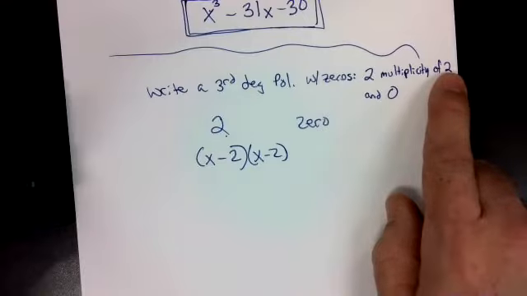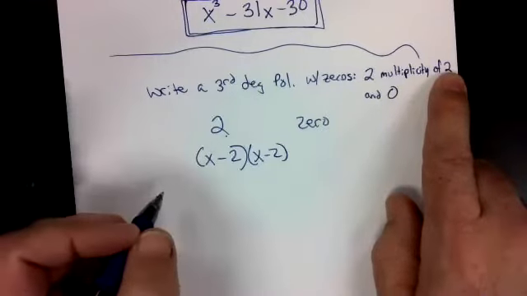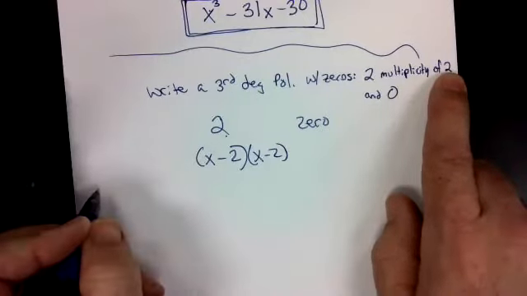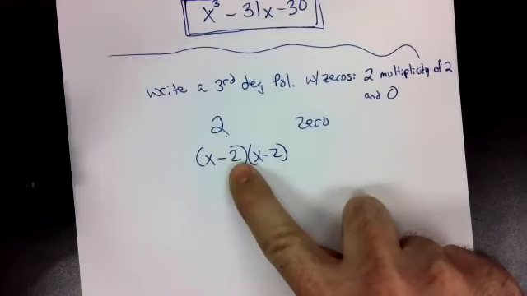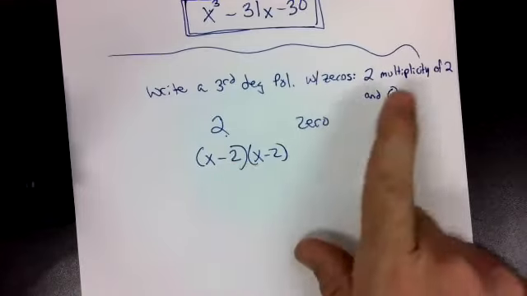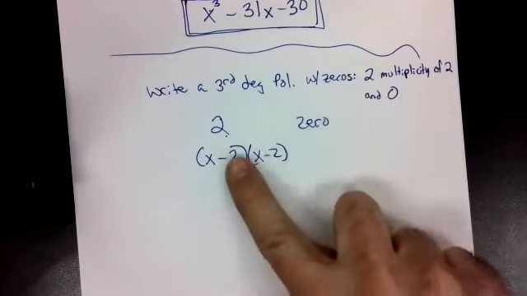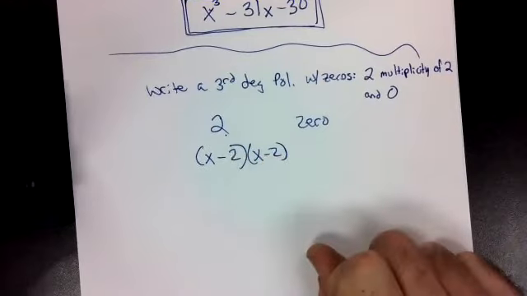If it would have been a multiplicity of 3, you'd have another one. If it was a multiplicity of 4, you'd have 4 of them, okay? So the multiplicity just simply tells you how many times that 0 happens. So again, if 2 is a 0, then x minus 2 is my factor. And if there's a multiplicity, that's how many times it's going to happen.